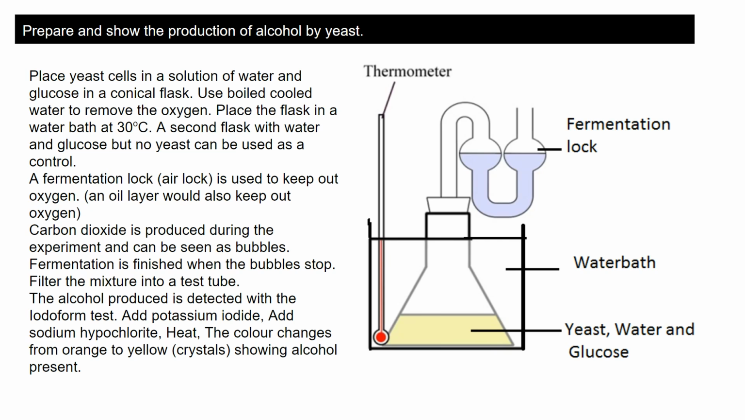So to test our filtrate to see does it contain alcohol, we use what's called the iodoform test. Add potassium iodide and then add sodium hypochlorite. Okay, so two chemicals, add potassium iodide and then add sodium hypochlorite and heat the solution. The color changes from orange to yellow, showing alcohol is present. So we get a yellow color at the end. So for that, we're remembering the two chemicals, potassium iodide and sodium hypochlorite, and the positive color at the end is yellow crystals.